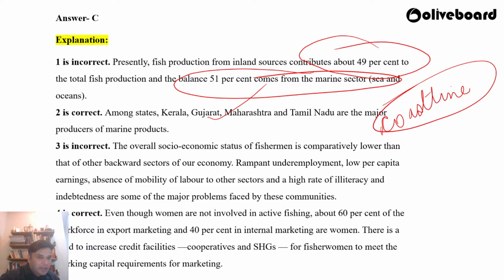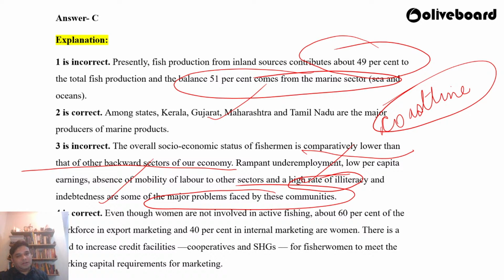Okay. 3 is incorrect. The overall socio-economic status of fishermen is comparatively lower than that of the backward sectors of our economy. Right? There is rampant underemployment, low per capita earnings, absence of mobility of labor to other sectors, and a high rate of illiteracy, right, and indebtedness. These are some of the major problems faced by these communities. Okay. 4 is correct that even though women are not involved in active fishing, about 60% of the workforce in export marketing and 40% in internal marketing are women, right?